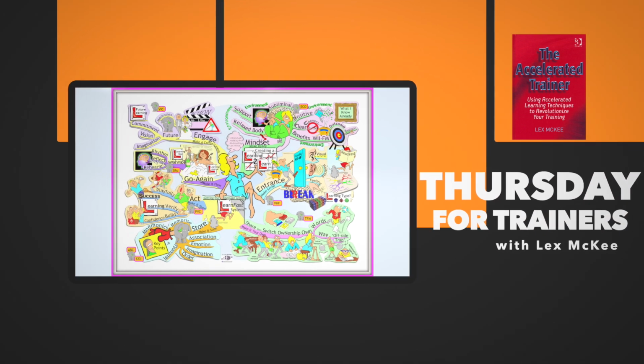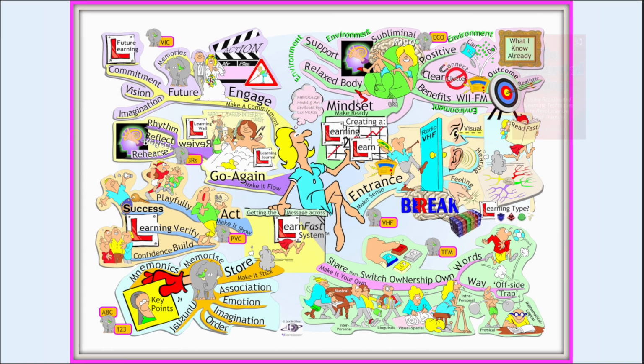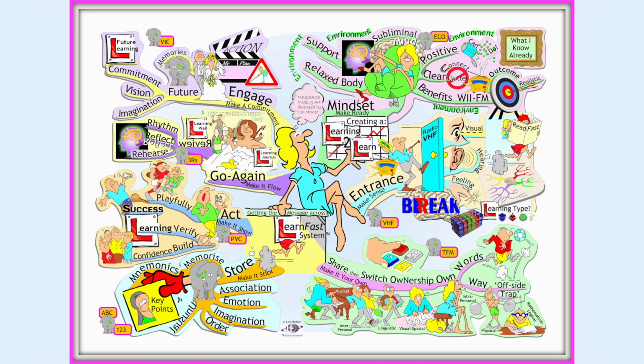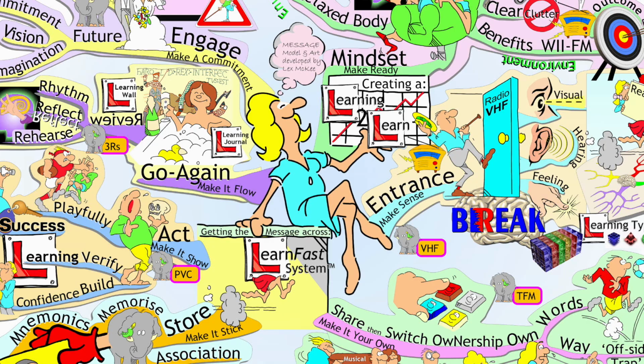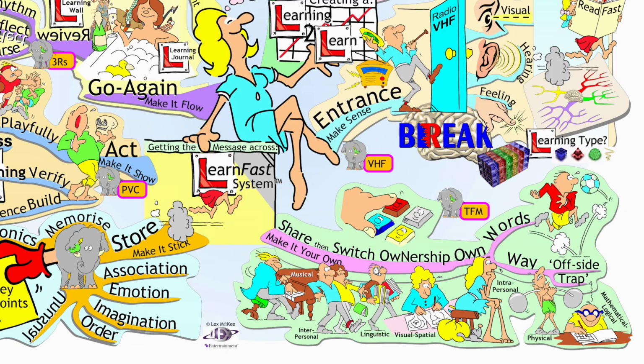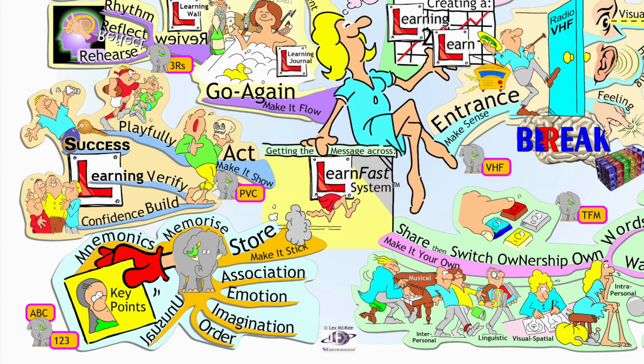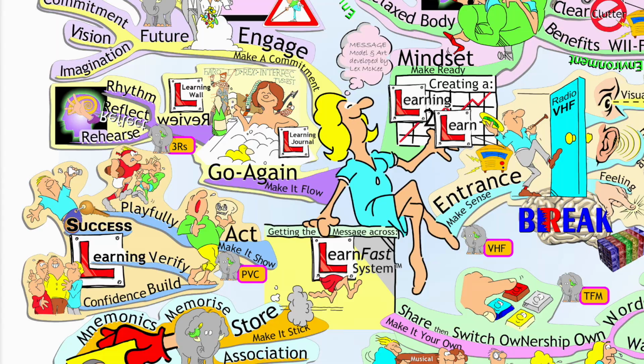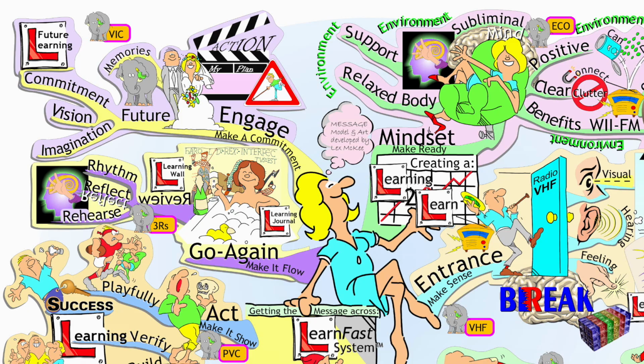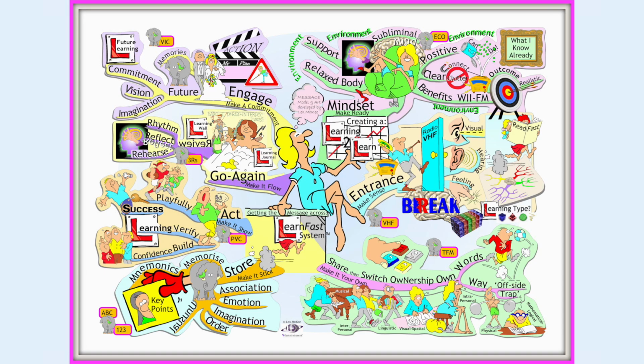If you have a look at the centre of the image and then just out, the main branches have words that begin with the letters spelling the word message. So M for mindset, E for entrance, S for share and then switch ownership. Second S for store, A for act, G for go again, and E for engage.